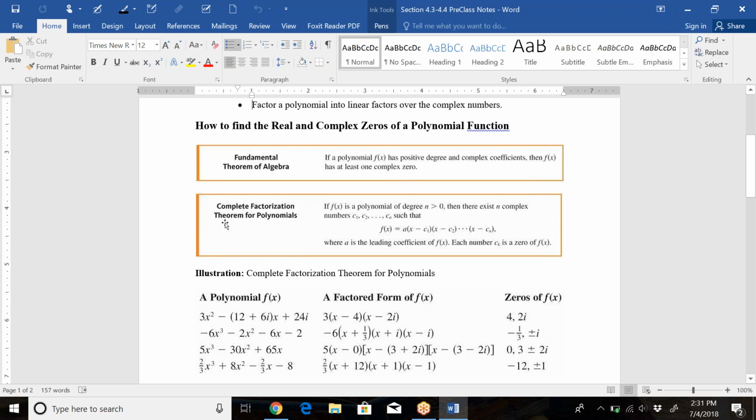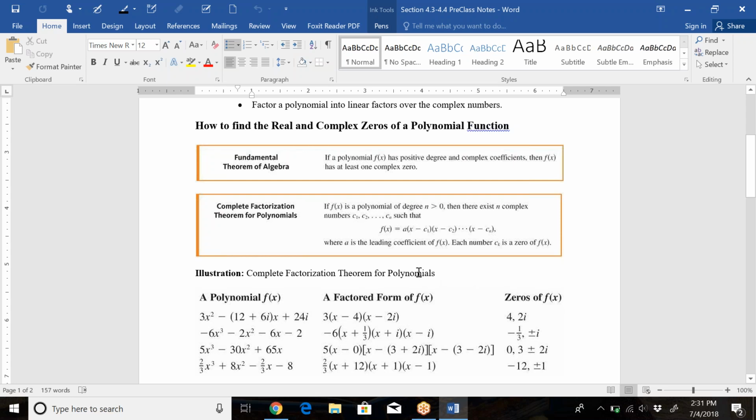The complete factorization theorem for polynomials says that if f of x is a polynomial of degree n greater than 0, so x to the first power or x to the second, x to the third, any of those being your degree, then there exist n complex numbers. So whatever your degree is, if your degree is 5, you should have 5 complex solutions such that you can factor this into what we call linear factors. Linear factors mean that each factor is only an x to the first power.